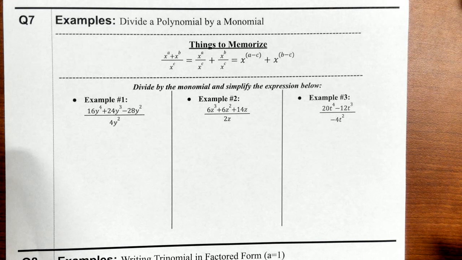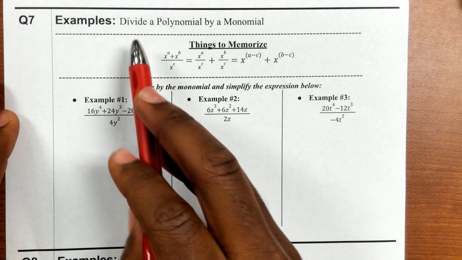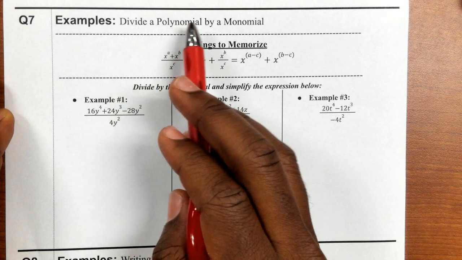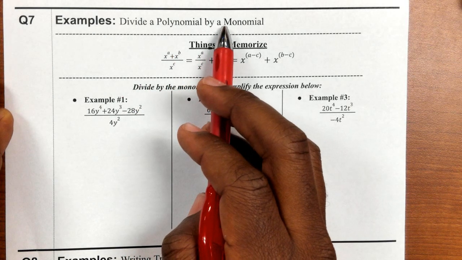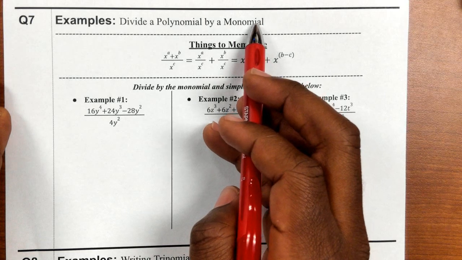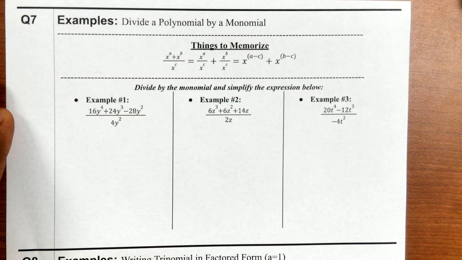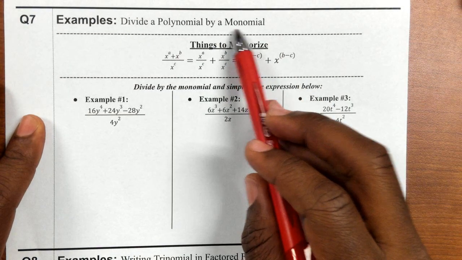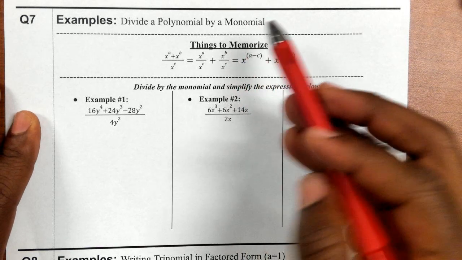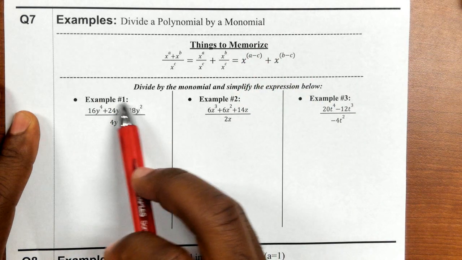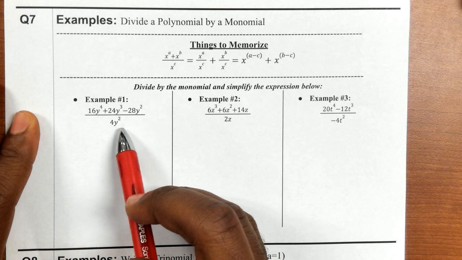Unit 7, question number 7. Question number 7 wants us to divide a polynomial by something called a monomial. The word poly means many. The word mono means one. So we're going to divide many nomials by one nomial.